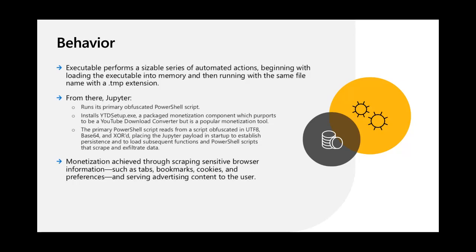From there, Jupyter will run a very large obfuscated PowerShell script, which will attempt to XOR and encode the script multiple times in order to bypass other detections that are available for encoded or obfuscated PowerShell. This is still detected fairly well because it is a very obvious looking obfuscation that is occurring.